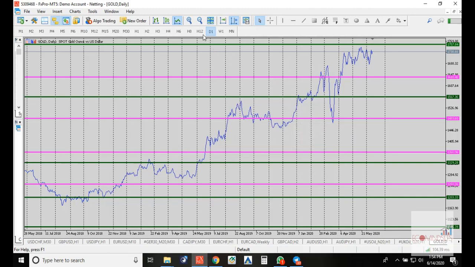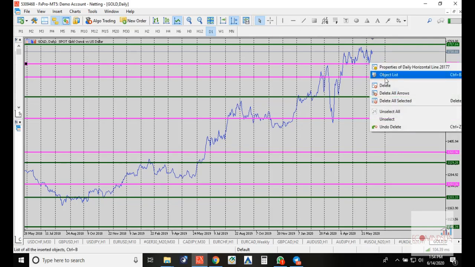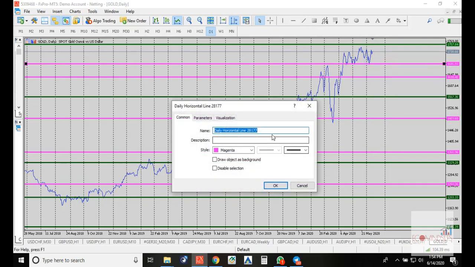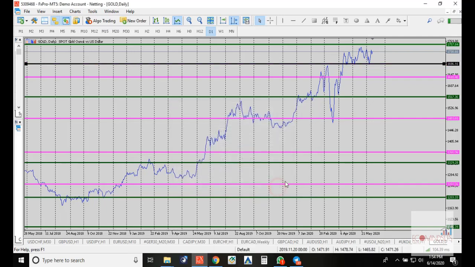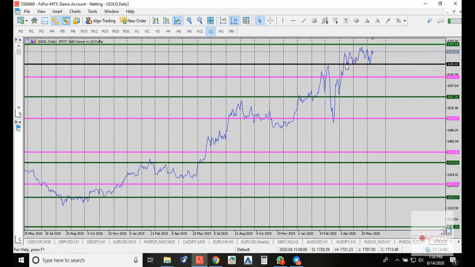Okay, so here on the daily time frame I can see this guy. Let me change this color, let's say black. All right, so on the daily time frame we are using black. You can see one touch, you can see one touch, two touches, three touches, four touches over there.